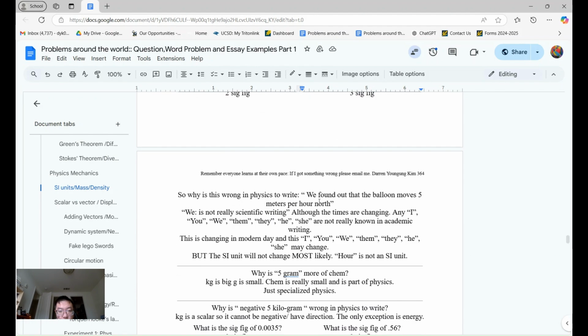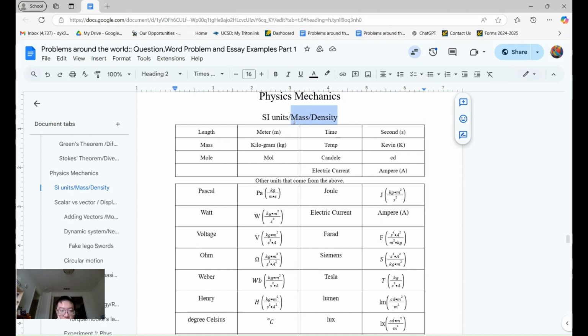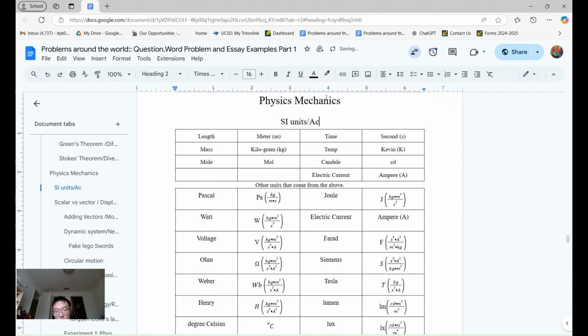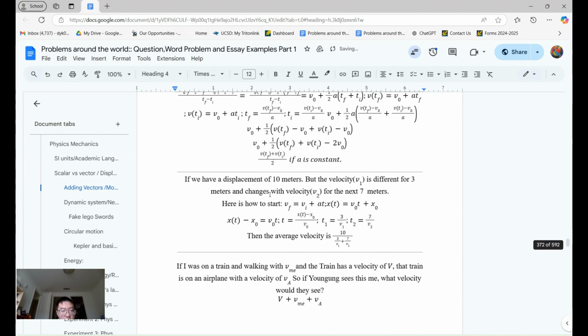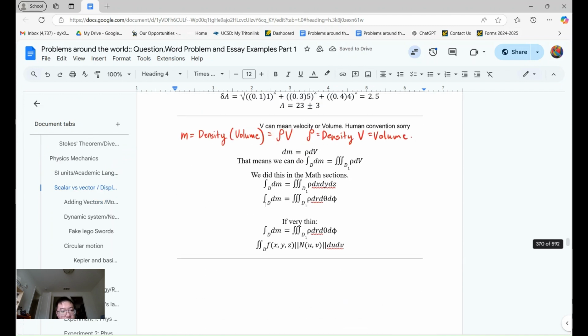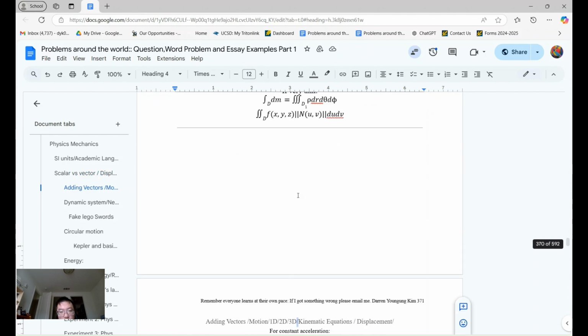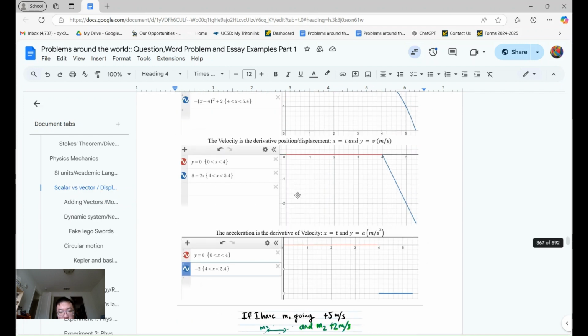I have also done the SI units. Actually, mass and density is not part of this place. This is more of physics academic language. Yeah, I like that better. So we're definitely going to change up all of these. We're not going to leave it like this. This was bad, I know it's bad. We need to fix this up so badly. Well, I need to fix it up. There's also a lot of stuff here that needs to be fixed up.